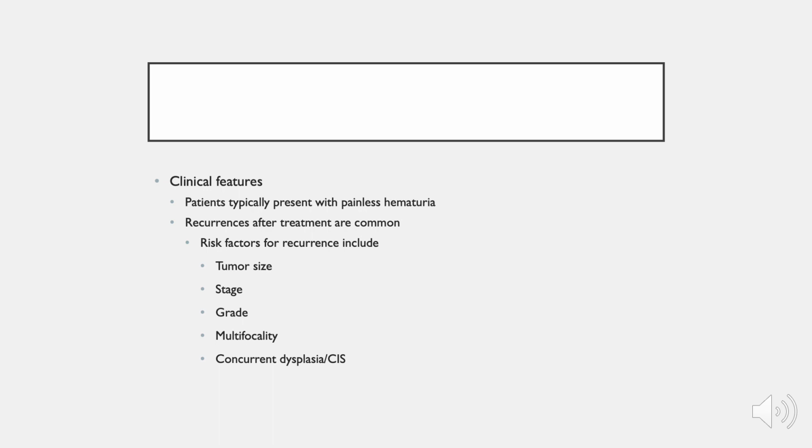Clinically, the most common presentation is painless hematuria. Recurrence after treatment is very common, and risk factors for recurrence include the tumor size, meaning the larger the tumor, the more likely to recur; stage; grade, the higher the grade, the more likely the recurrence; multifocality; and the presence of concurrent dysplasia or carcinoma in situ.